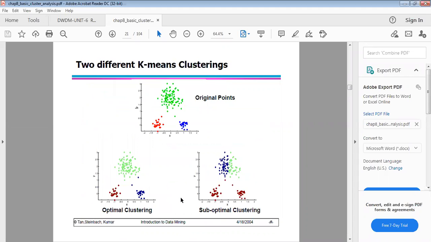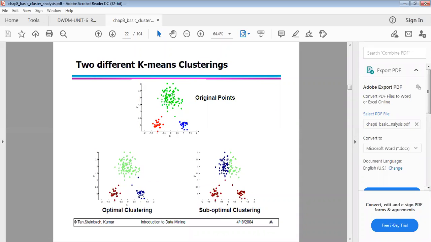Now you have to apply the K-means algorithm. These are the original points. All are green. You have to represent them as original points, and red and blue. Now we have to apply the optimal clustering. Optimal clustering means here the green points you have to represent. So this is from the centroid. You can check all the data points. The nearest ones you have to represent as one cluster.